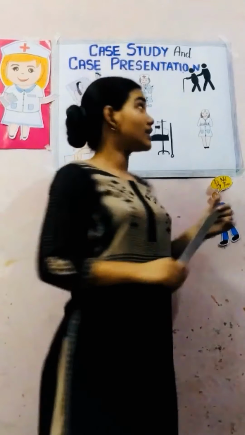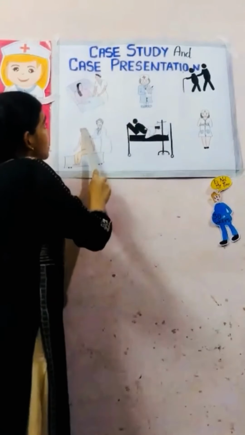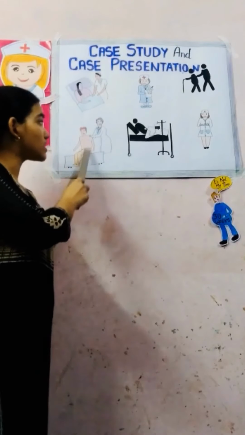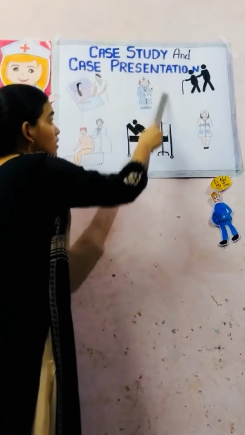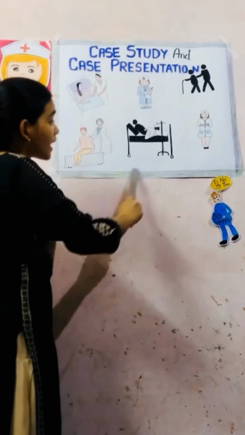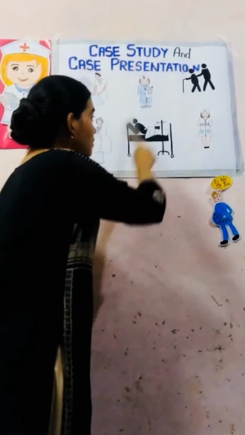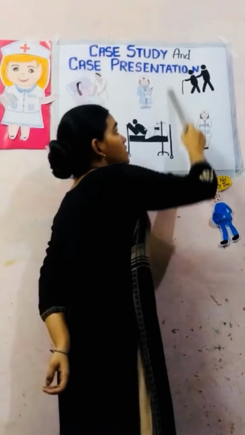So this case presentation includes selection of patient, assessment of patient. Then according to this assessment of the patient, the care is to be planned. Then according to the care planned, the care is to be implemented on the patient. Then after this implementation of the care, the patient is to be discharged, and then comes the presentation of the case to the physician.